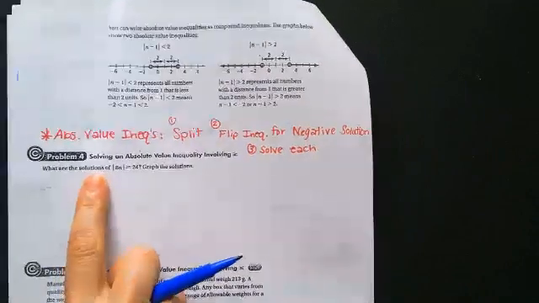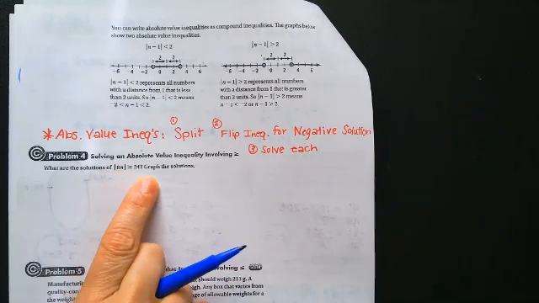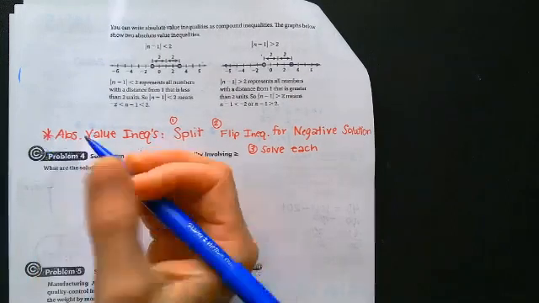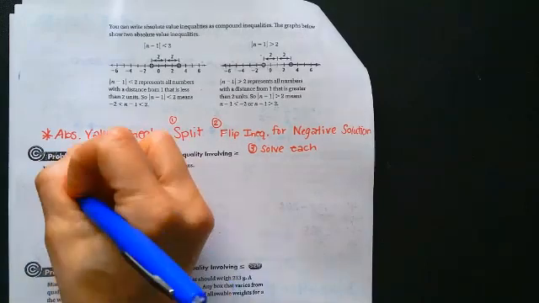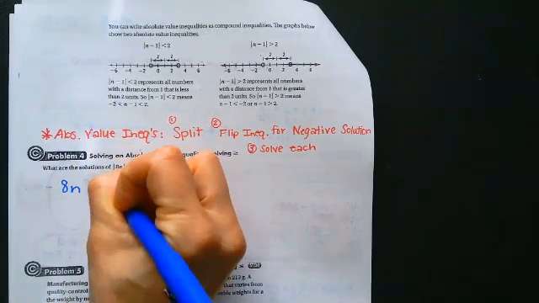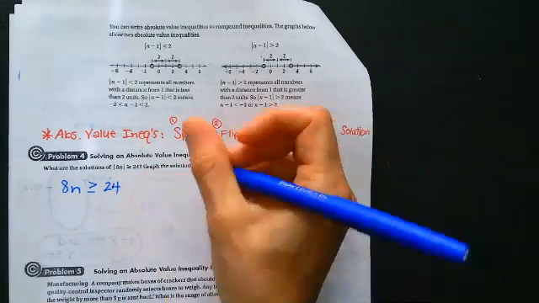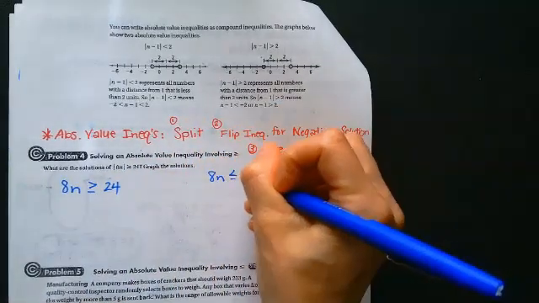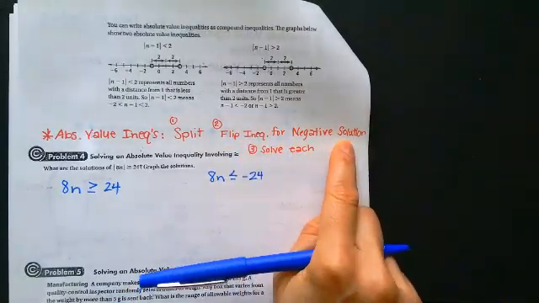Okay, so for problem number 4, it says, what are the solutions to the absolute value of 8n is greater than or equal to 24? Graph the solutions. Okay, so what you're going to do for an inequality, since this is all inside the absolute value symbol, is 8n greater than or equal to 24, just as we see it. But because it's an inequality, we also then have to solve 8n, and then we're going to flip the inequality, is less than or equal to negative 24. And this is what I mean by flip the inequality for the negative solution.